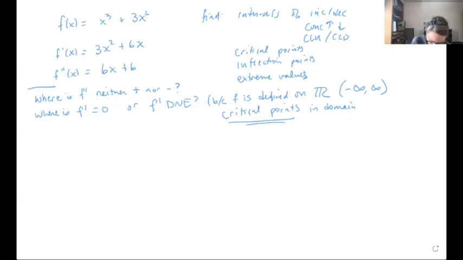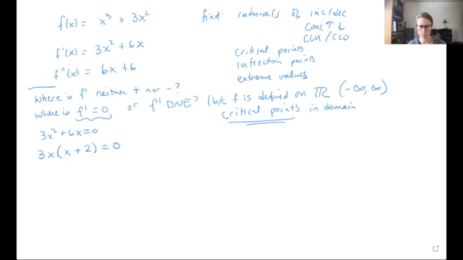So first of all, f prime of x is equal to 0 if 3x squared plus 6x equals 0. So I can factor 3x out. That leaves me with an x plus 2. Is that right? And so I get 2 critical points from this question.